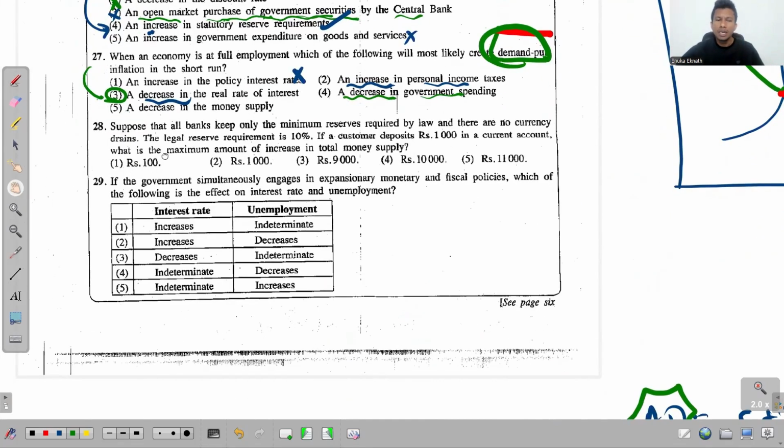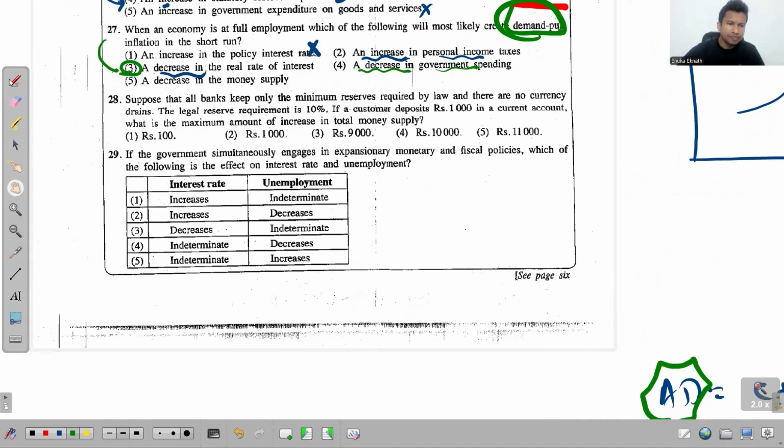Question 28, right? Look at this 28 one. This says, suppose that all banks keep only the minimum reserves required by law and there are no currency leakages. The legal reserve requirement is 10%, which is SRR. If a customer deposits 10,000 in a current account, what is the maximum amount of increase in total money supply?